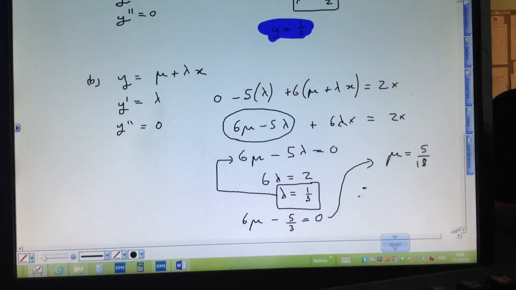So therefore, the particular integral is y is equal to mu, so this is what we're putting it back into, mu, which is 5/18, plus lambda x, plus a third x. So that there is the particular integral that you'd have to add to the complementary function to get the general solution. Okay.